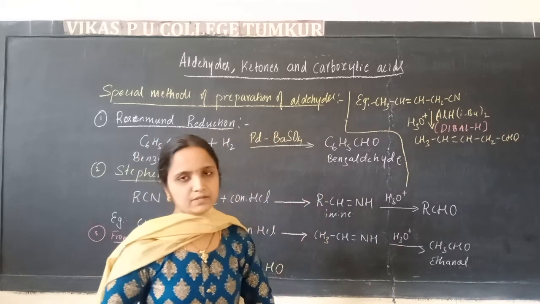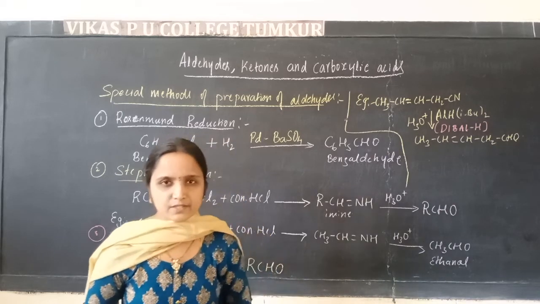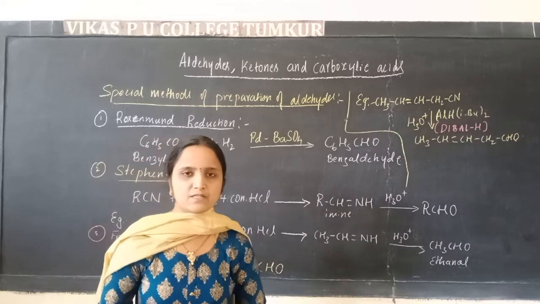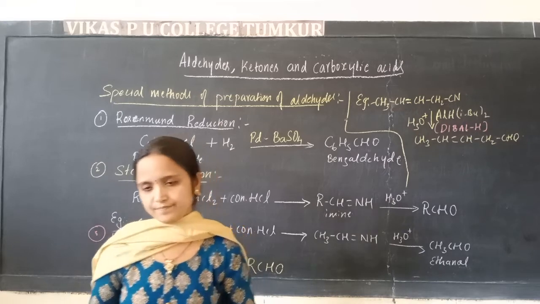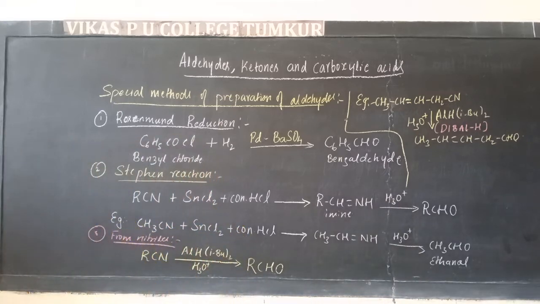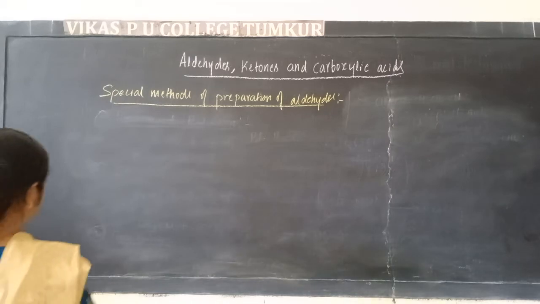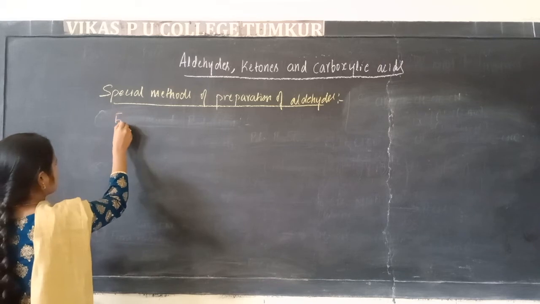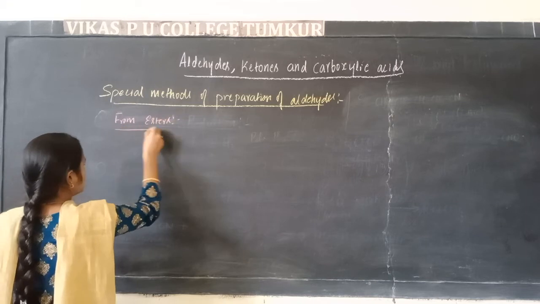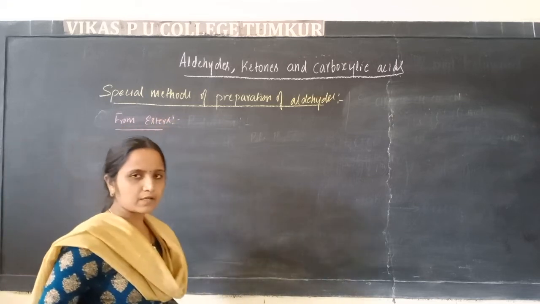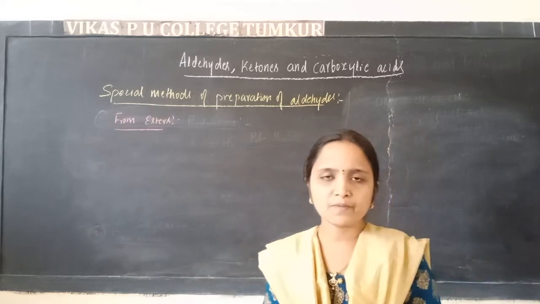That is also diisobutyl aluminum hydride. Next, we are going to discuss how to get aldehydes from esters. We will discuss that now. From esters. The esters also are reduced into aldehydes in the presence of diisobutyl aluminum hydride.